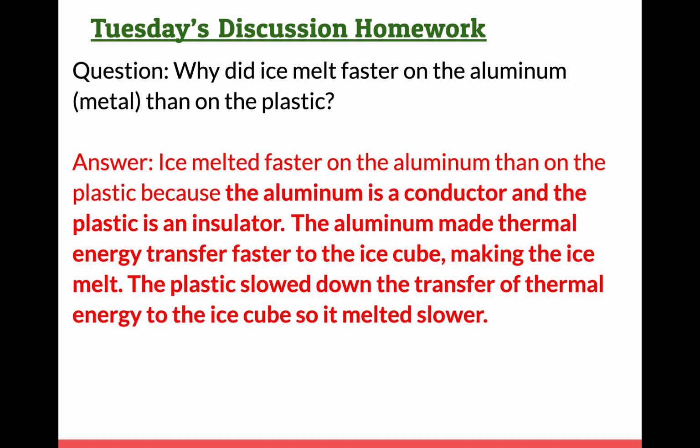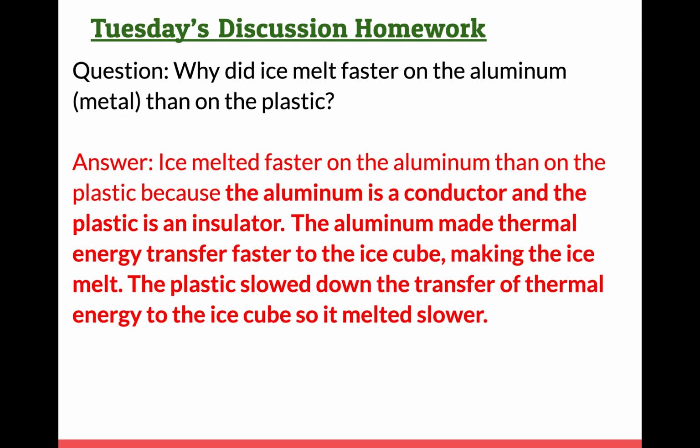So similar question, the ice melted faster on the aluminum than on the plastic because the aluminum is a conductor and the plastic is an insulator. The aluminum made thermal energy transfer faster to the ice cube, making the ice melt. And the plastic slowed down the transfer of thermal energy to the ice cube, so it melted slower.